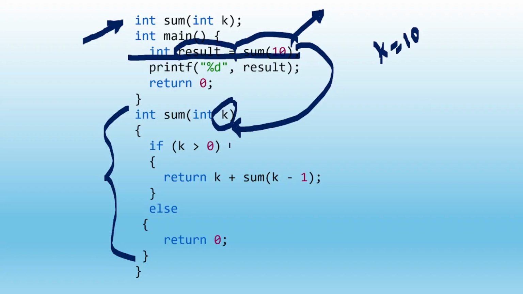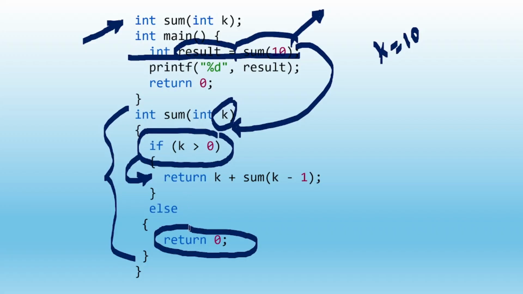Now what are we doing initially? We are checking whether the value of k is greater than 0. If it is not greater than 0, stop. Don't do the addition, because addition from 10 to 1 is done. So when k is greater than 0, you can do the addition, but when the value of k reaches less than or equal to 0, you return 0. Whenever the function returns 0, the function stops.